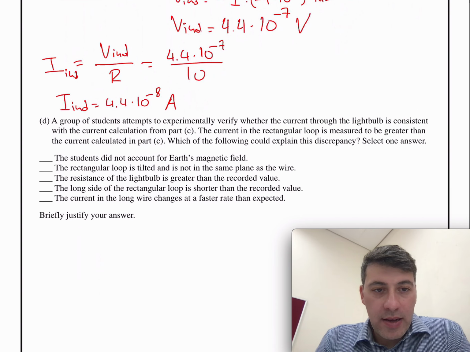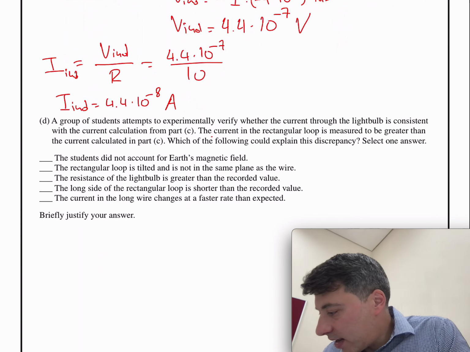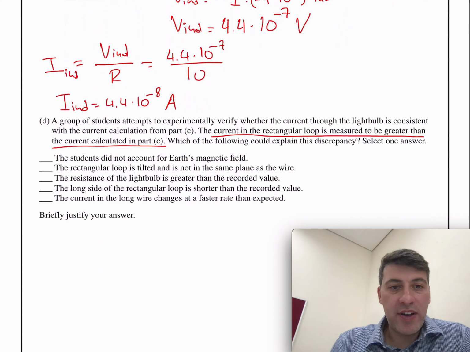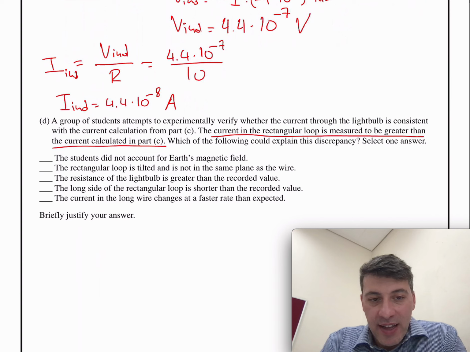Here it is given that a group of students attempted to verify the experiment. However, the current is measured to be greater than what we found in part C. The real value of the current is greater than 4.4 times 10 to the power of negative 8. How can we explain this discrepancy?